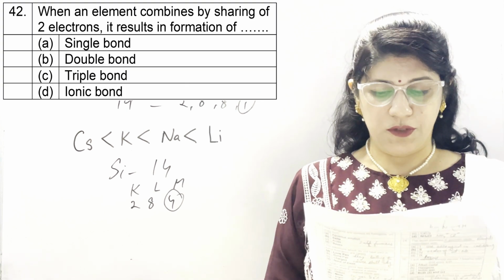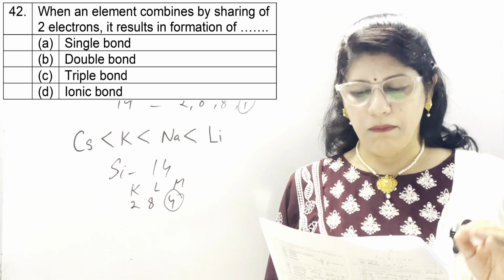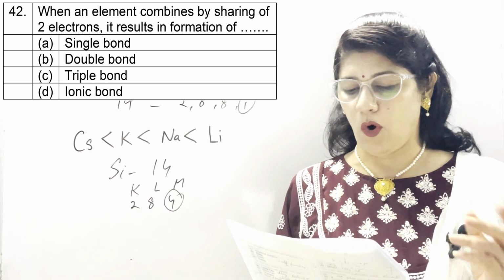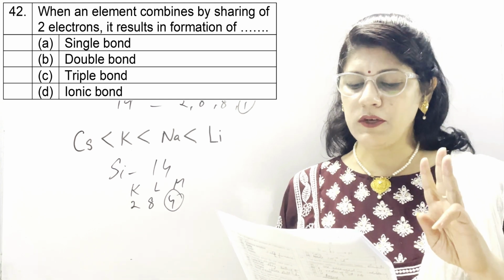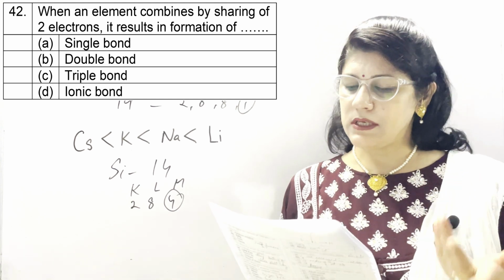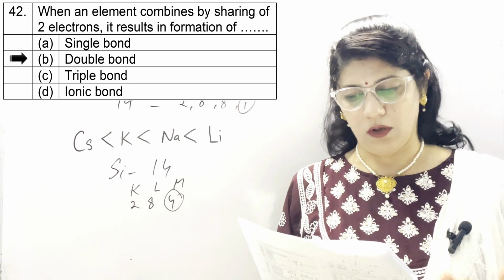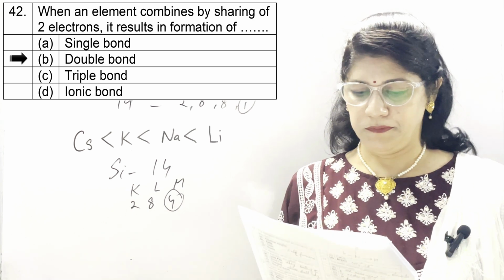Next question number 42 is, when an element combines by sharing of 2 electrons, it results in the formation of single bond, double bond, triple bond and ionic bond. So it is a double bond. We have recently seen oxygen form a double bond with oxygen and form an oxygen molecule.